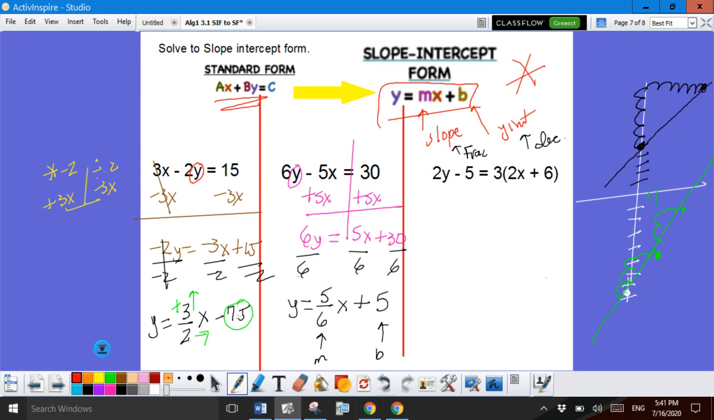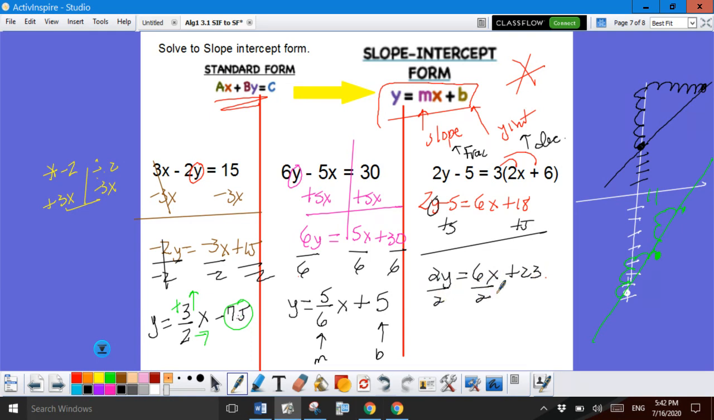All right, let's see how you did. The first thing we should notice is that there's a distributive property here, so we're going to go ahead and distribute. So 6x plus 18. And remember, I'm solving for y, so this needs to stay. So I'm moving the 5. So 2y equals 6x plus 23. And I'm dividing by 2. So y equals 6 divided by 2 is 3. And remember, that's technically 3 over 1, but 3x works.